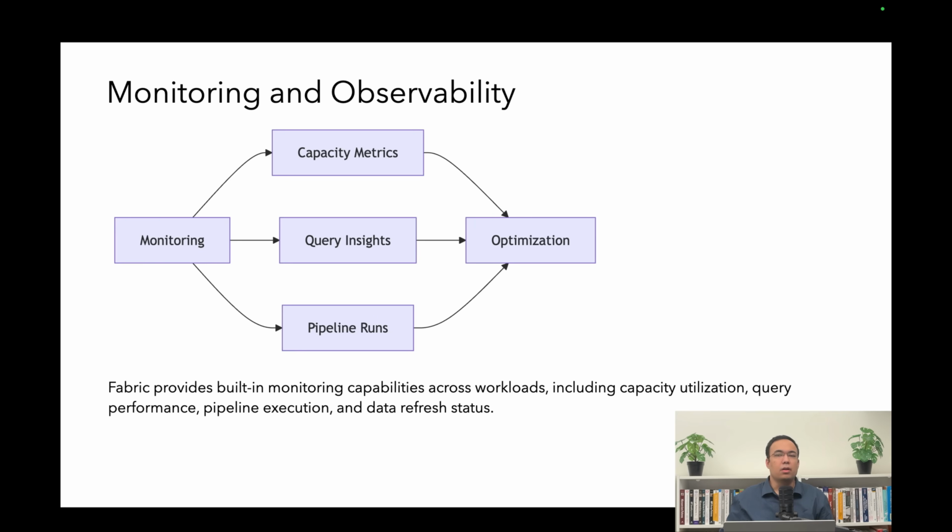Now let's talk about monitoring and observability, which are pretty important for operating Fabric in production. Fabric provides built-in monitoring capabilities across workloads. You can monitor capacity utilization to understand if you're over or under provisioned. You can monitor query performance to identify slow queries that need optimization. You can monitor your pipeline execution to see which pipelines are failing or taking too long. And you can also monitor your data refresh status to ensure that your data is staying up to date. All of this monitoring is built into the platform, so you don't need to set up external monitoring tools, though you can integrate with Azure Monitor if you want centralized logging across your entire Azure ecosystem.